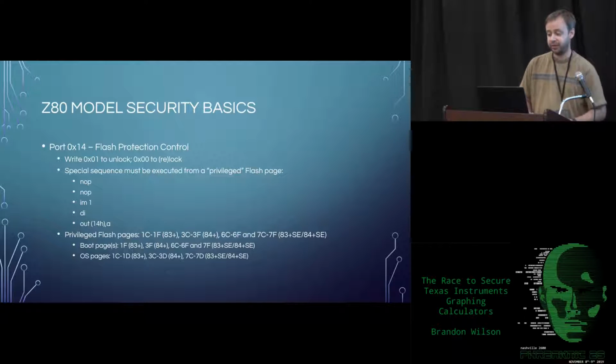And the way it works is very simple. You just write a 1 to unlock it or a 0 to lock it back. What's not simple, though, is that you can only write to that port in certain circumstances. There's a special sequence of Z80 instructions, which are those 5 there.